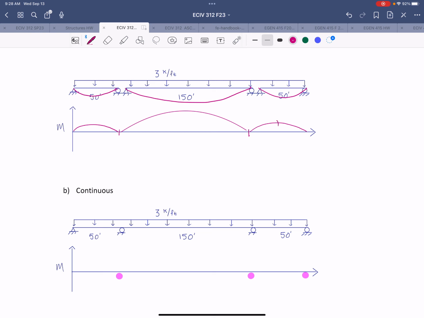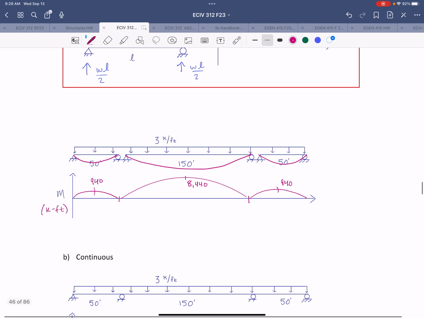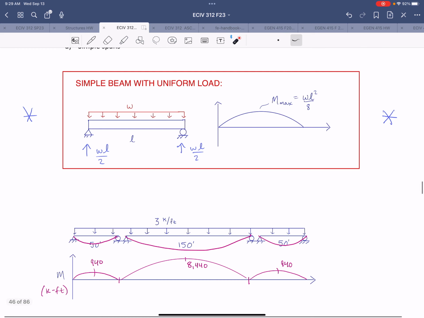The maximum moment in the 50-foot spans would be 940 kip feet. I'll add the units on the axis there. And then the maximum moment in the 150-foot span would be 8,440. Obviously not drawn to scale. Now, the benefit of this configuration is that it's determinate. It's easy to analyze. All we have to do to get those maximum moments is use this formula.